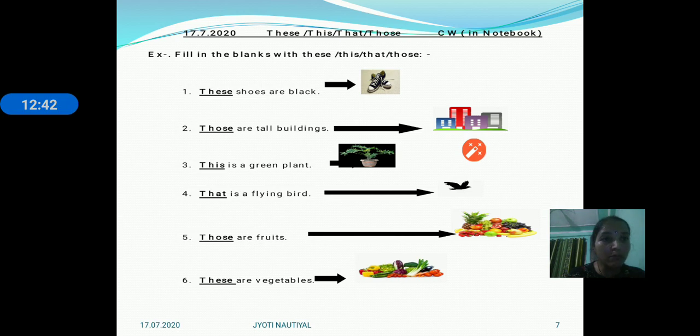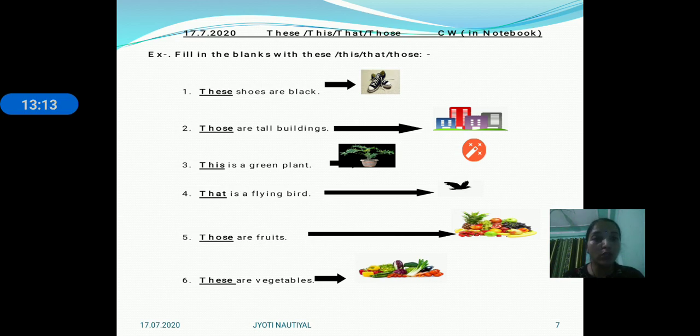Now number 2, dash are tall buildings. Now more than one building, so we will use buildings, and the length of the arrow is also long. That means distance is far. Okay, so what are we going to write? Those are tall buildings. Now in the 3rd question, you see just one plant. Okay, and the arrow is also very short. That means it is near. Yes, the plant is near and it is only one. So we are going to write down this. This is a green plant.